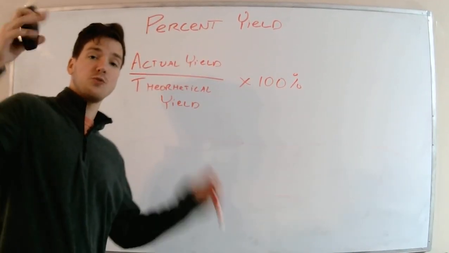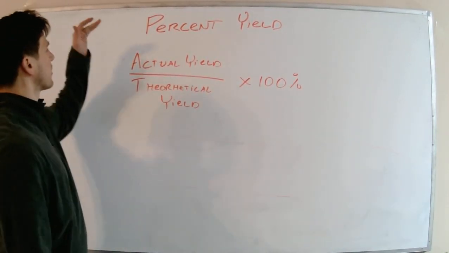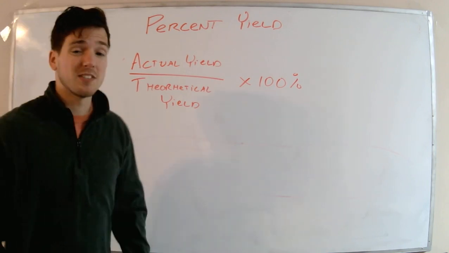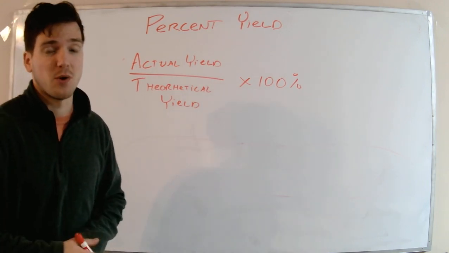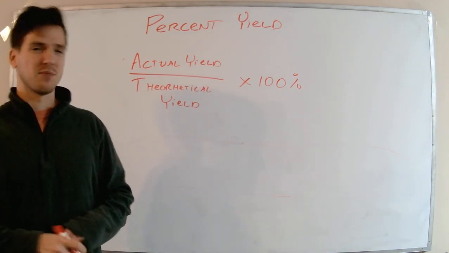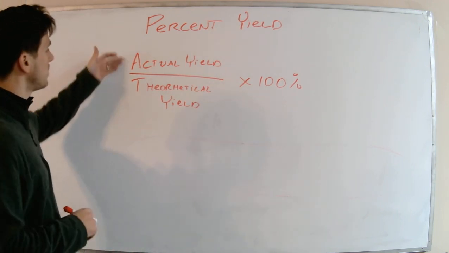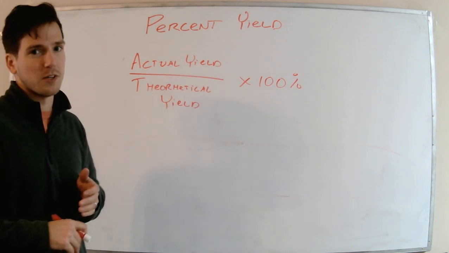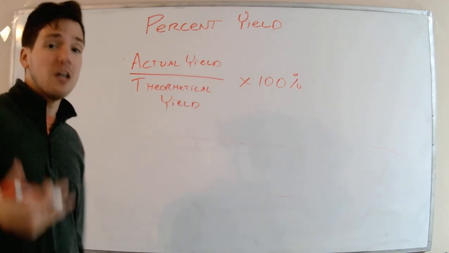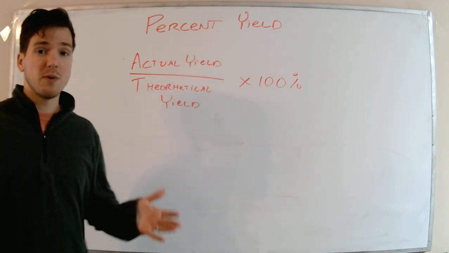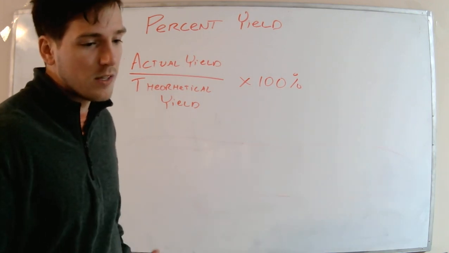Hey everyone, so today we are talking about percent yield. It is once again just another extra step added to our stoichiometry problems. Well, what is percent yield? Percent yield is actual yield over theoretical yield. Well, what are those? Well, theoretical yield is what we've been finding this whole time.